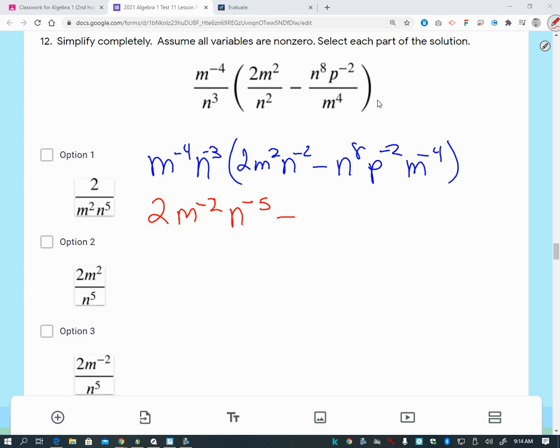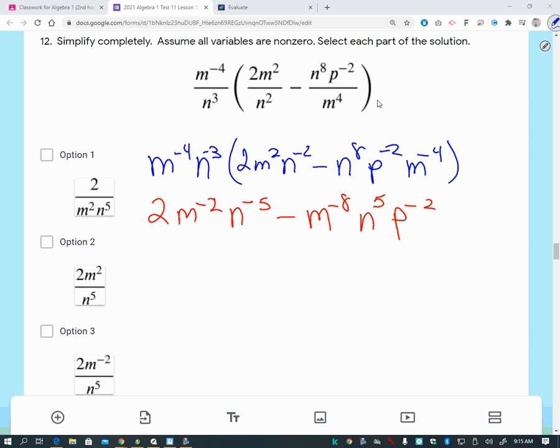What about my m's? M to the negative eighth. What about n? n to the positive fifth. And p to the negative second. Okay? Now let's look and see.